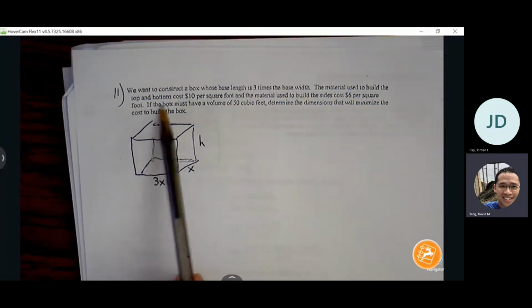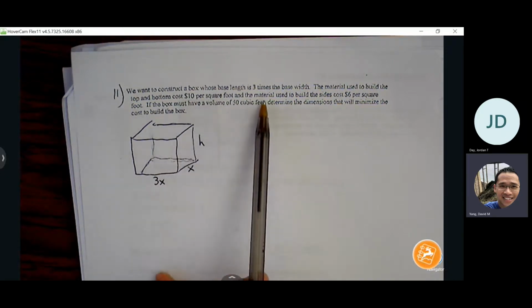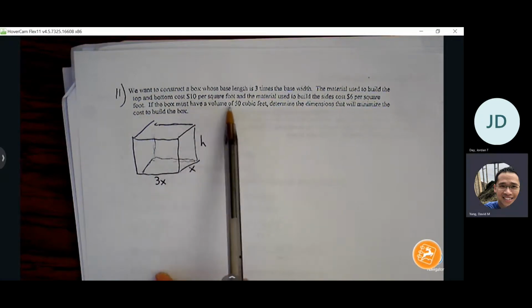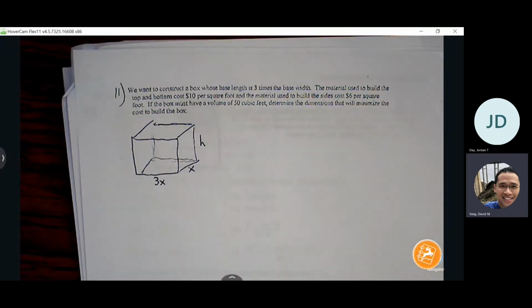The material used to build the top and bottom. Okay, so this is a closed box here. We have 6 sides here. $10 per square foot. Material used to build the sides, $6 per square foot. Box must have a volume of 50 cubic feet. Determine the dimensions that will minimize the cost.